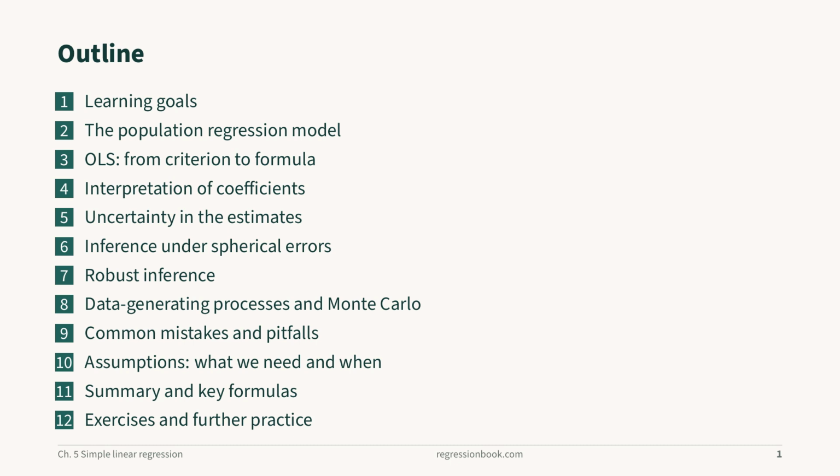12 stops on this chapter's route. The population model, least squares from criterion to formula, interpretation, uncertainty, inference under ideal errors, robust inference when they fail, data generating processes with Monte Carlo, and the mistakes, assumptions, and formulas that hold it together.